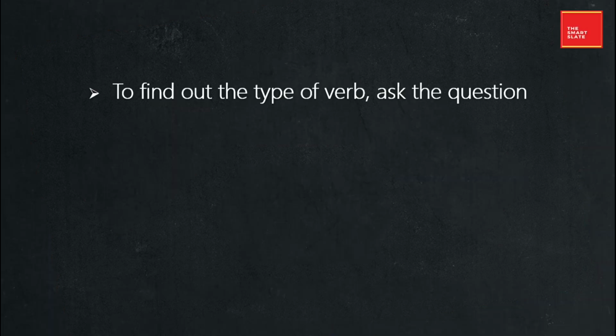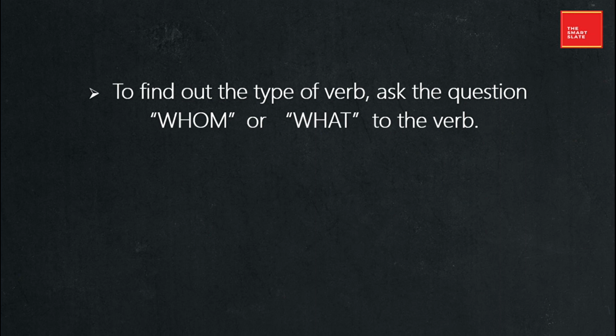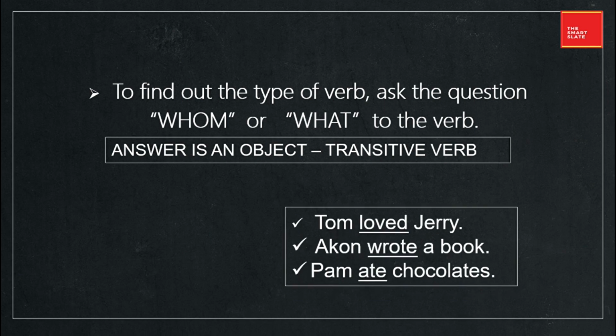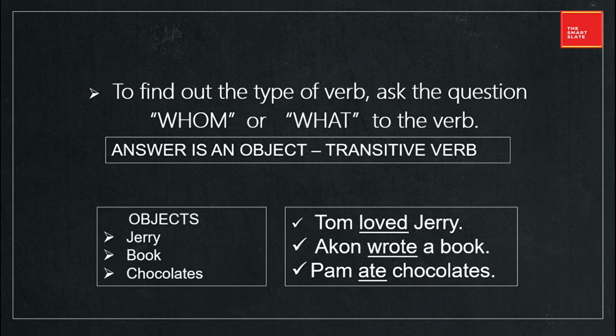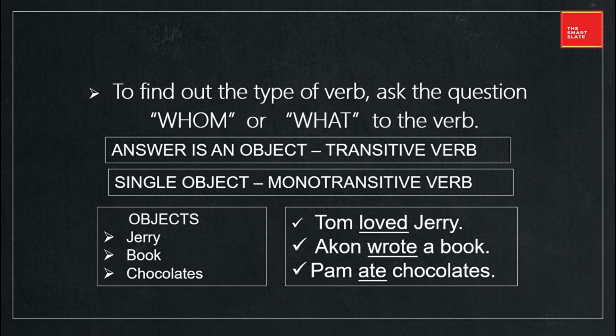To find out which type of verb it is, you have to ask the question whom or what to the verb. And when the answer is an object, then it is a transitive verb. Like Tom loved Jerry, Con wrote a book, and Pam ate chocolates. So in all these, we have the objects like Jerry, book, and chocolates. These are the transitive verbs. But whenever the objects are single, then it is a monotransitive verb. That means there is a direct object and there is a single object. There is no hidden object or second object or an indirect object in a sentence. Then that is monotransitive verb.